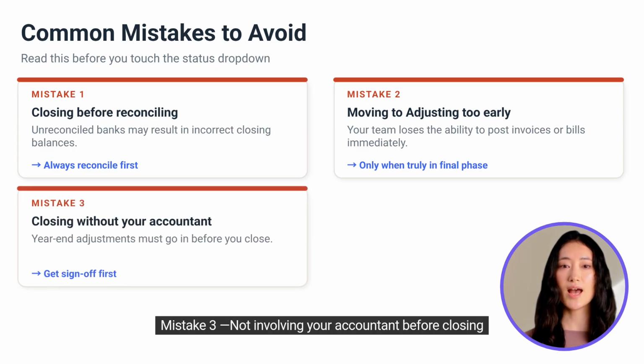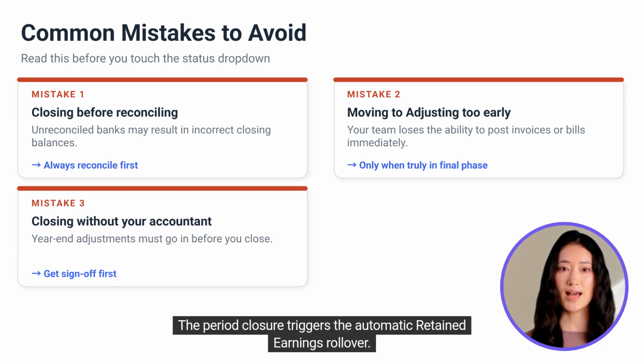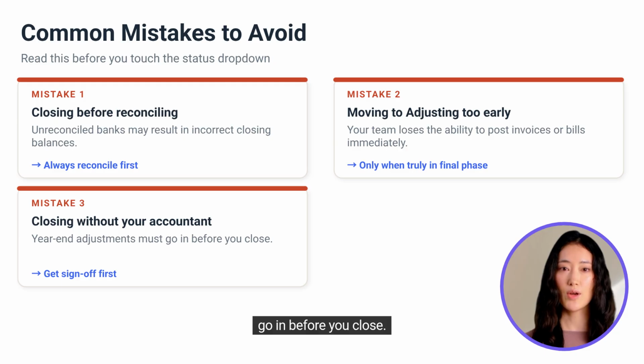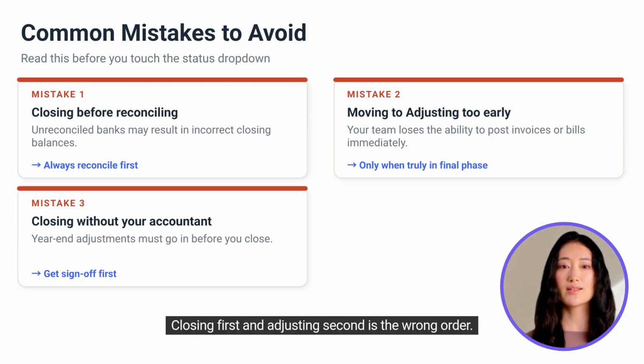Mistake 3. Not involving your accountant before closing. The period closure triggers the automatic retained earnings rollover. If your accountant still needs to post year-end adjustments like depreciation or tax provisions, those need to go in before you close. Closing first and adjusting second is the wrong order.